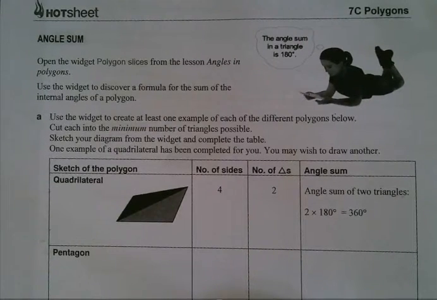Today's lesson, we're looking at the angle sum of a polygon. Now, a polygon is a... actually, you tell me what a polygon is. A plane figure, which is a flat shape, 2D, with at least 3 straight lines and angles. So it's a triangle, quadrilateral, pentagon, etc.